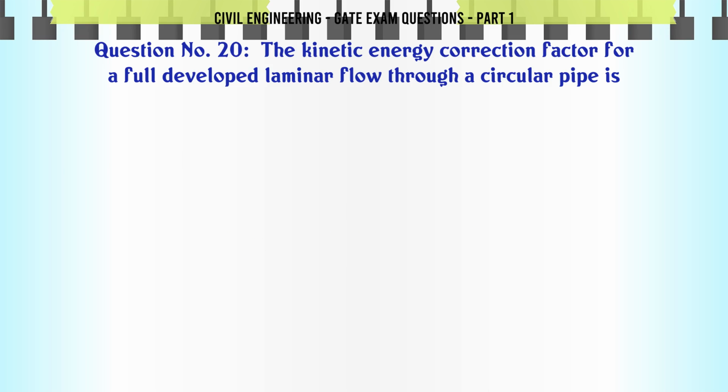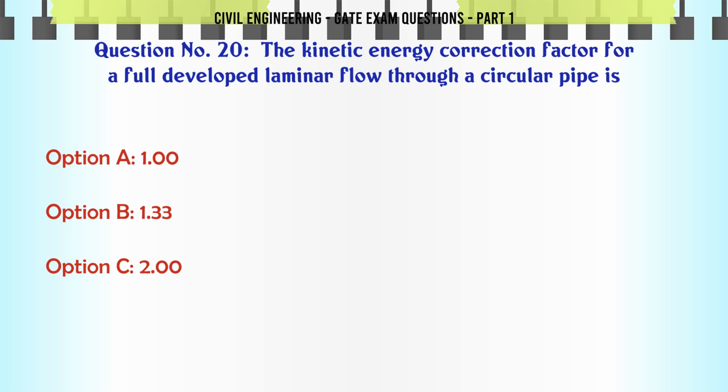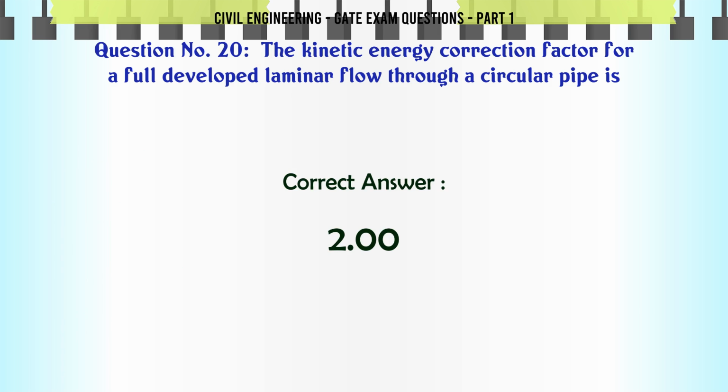The kinetic energy correction factor for a fully developed laminar flow through a circular pipe is: A. 1.00, B. 1.33, C. 2.00, D. 1.50. The correct answer is 2.00.